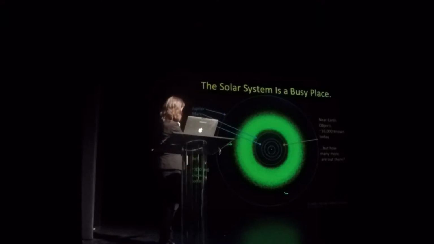Some of them actually can get a little too close to Jupiter or one of the other planets and get into a resonance. They can be scattered out of the solar system. Sometimes they can actually get pulled into the sun, and other times they can hit a planet.